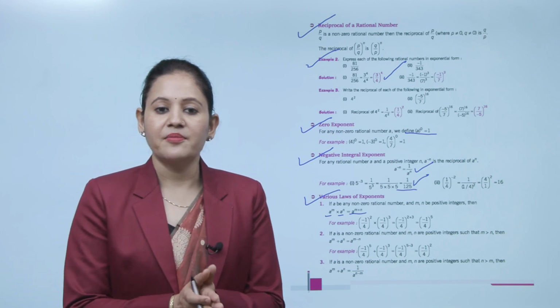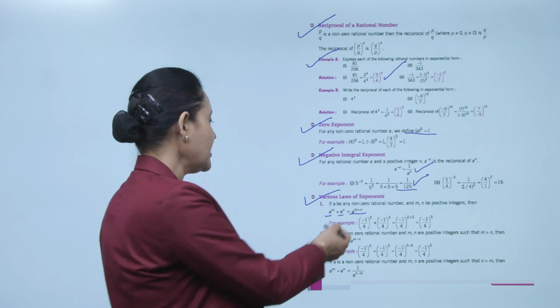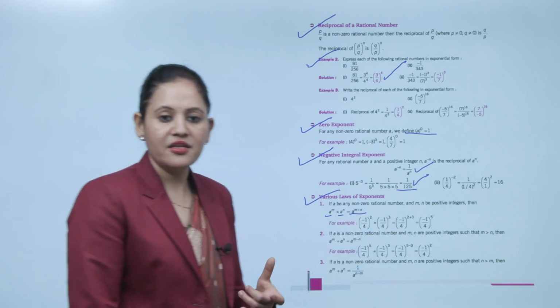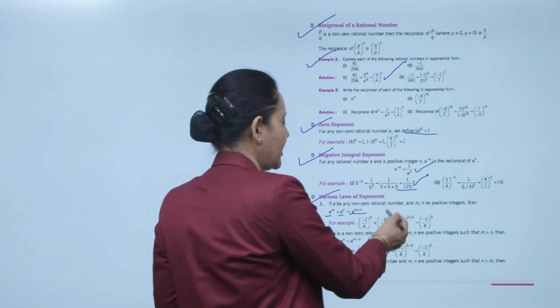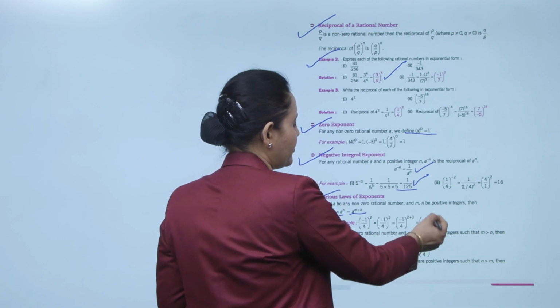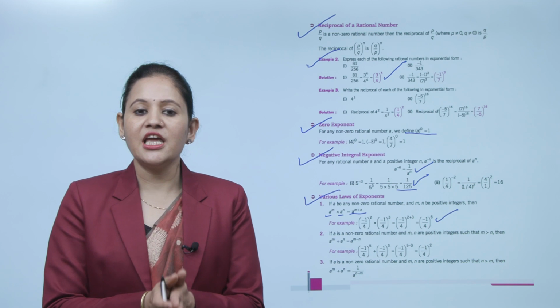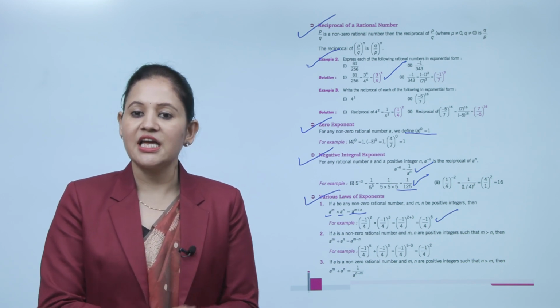For example, (minus 1 upon 4) to the power 2 multiplied by (minus 1 upon 4) to the power 3. Here the base is the same, minus 1 upon 4. So what will happen to the powers? Add. That is equal to (minus 1 upon 4) to the power 5. Clear?